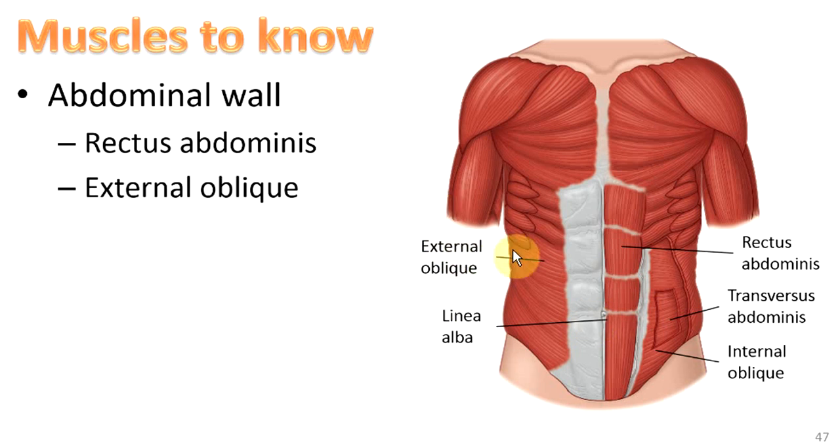External tells us that it's external. Oblique tells us the direction these muscle fibers run, and they run sort of diagonal down like this. The internal oblique is internal to the external, and they run this direction. You can see the external is removed here, and here's the internal. They run this direction here, this direction here.